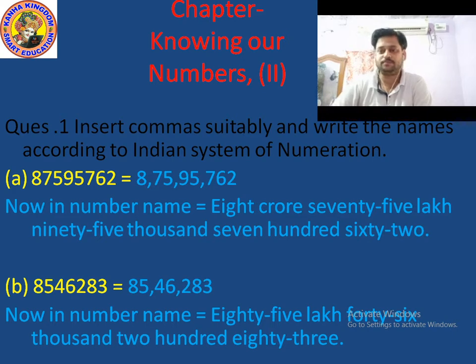Now the next part of this question is 8546283. Once again I repeat the number: 8546283. So how many total digits are here? Again you start from the right hand side and start with the first period. Which is the first period? Ones period. And how many place values in the first ones period? 3 place values. What are they? Ones place, tens place and hundreds place.